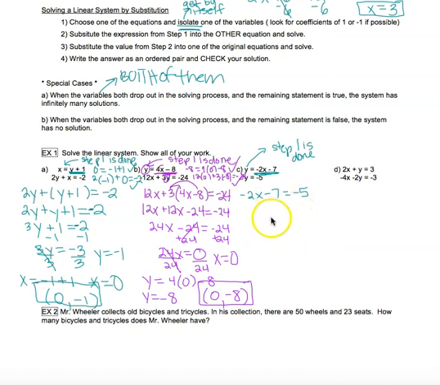All right, so now I'm going to solve. So add 7 to both sides. Those cancel. I get negative 2x equals negative 5 plus 7 is 2. So divide by negative 2. Those go away. 2 divided by negative 2 is negative 1. So I get x equals negative 1.